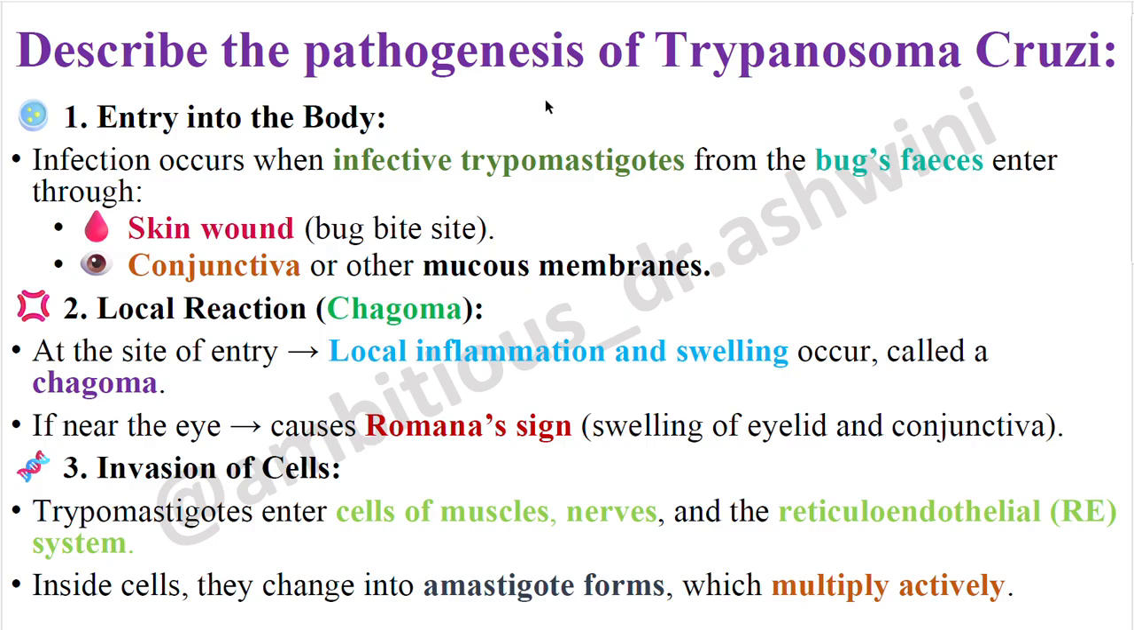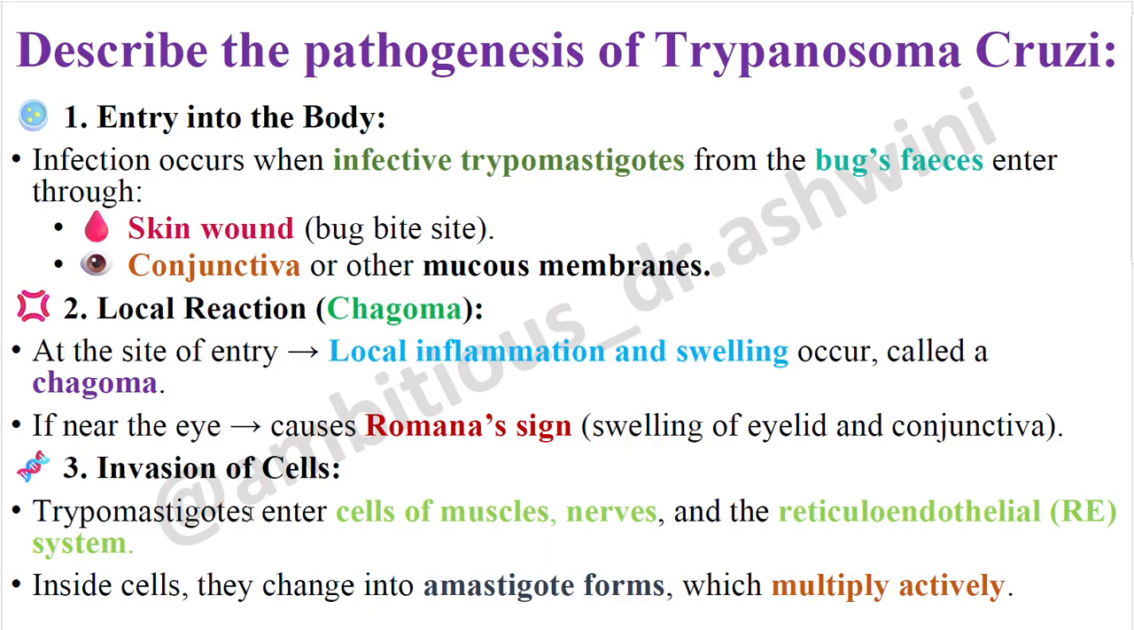Now we will see the pathogenesis of Trypanosoma cruzi. Entry into the body. Infection occurs when infective trypomastigotes from the bug feces enter through a skin wound, the bug bite site, conjunctiva, or other mucous membranes. Second, local reaction, chagoma. At the site of entry, local inflammation and swelling occur, called chagoma. If near the eye, it causes Romana's sign, swelling of eyelids and conjunctiva.